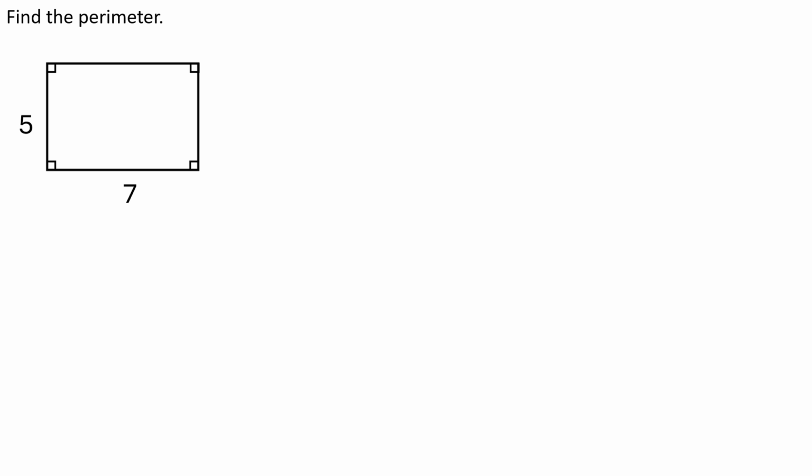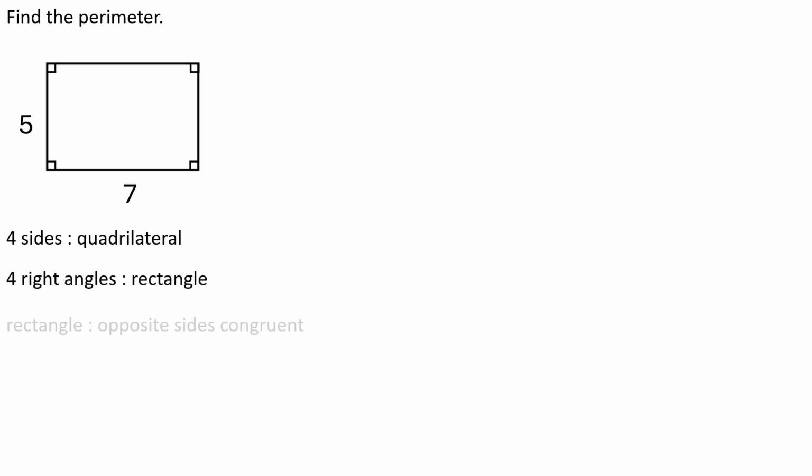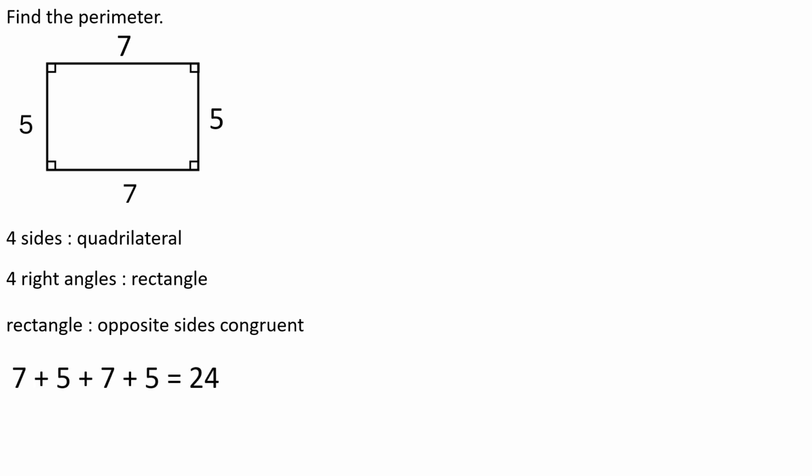Uh-oh, only two sides are labeled. That's okay. I know it's a quadrilateral because there are four sides. I know it's a rectangle because there are four right angles. I therefore know the opposite sides have to be congruent because it's a rectangle. So I know the other sides are also 7 and 5. I can add those together, and woohoo, we've got the perimeter of the rectangle.